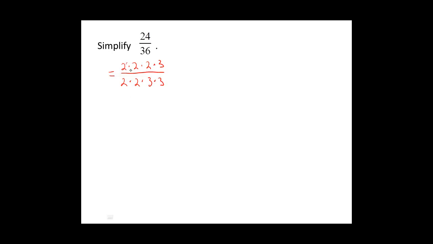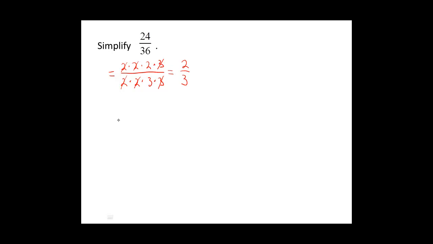The numerator has a 2. We divide by 2 in the numerator and the denominator. The numerator and denominator have another 2, so we will divide the numerator by 2 and the denominator by 2. We also have a 3 in the numerator and denominator, so we will divide the numerator by 3 and the denominator by 3. Therefore, our answer is 2/3.